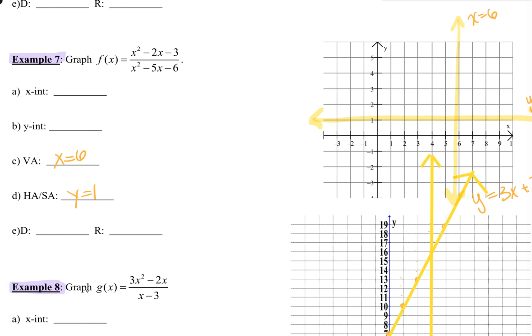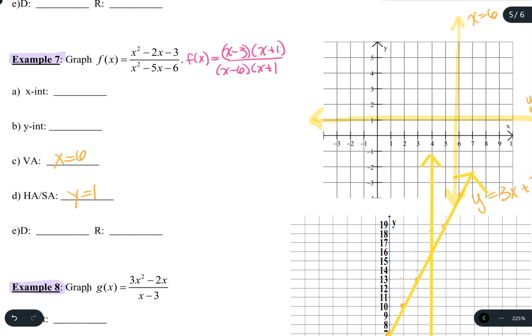So number 7 here, we can see that this function, f of x, we already found the vertical asymptote in part A of this lesson to be x equals 6, and the horizontal asymptote to be y equals 1. We also notice that we first simplified to get x minus 3 times the quantity x plus 1 all over x minus 6 times the quantity x plus 1. So we did cancel a factor of x plus 1. That means we have a hole at x plus 1 equals 0, so x equals negative 1.